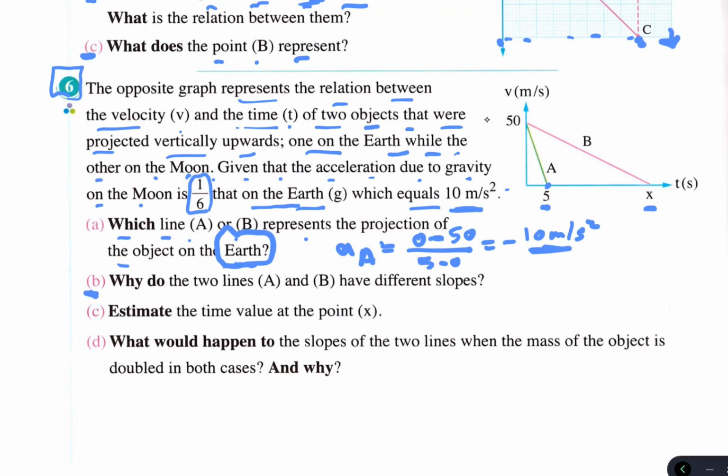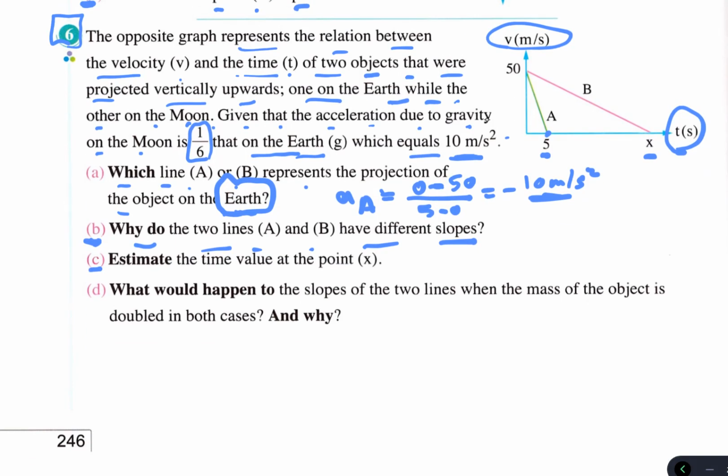Letter B, why do the two lines A and B have different slopes? A and B have different slopes because of different acceleration. Because the gravity on Earth's surface is different than the gravity on the moon's surface, right? The slope of each line between velocity and time is the acceleration, and Earth and moon have two different accelerations.